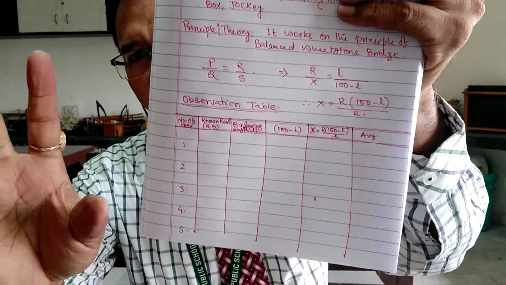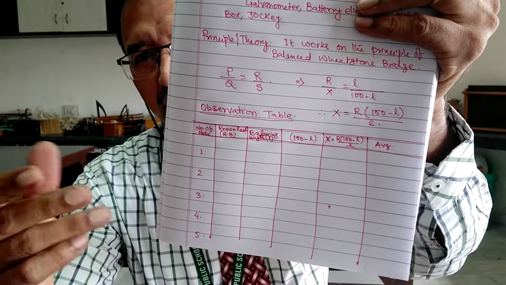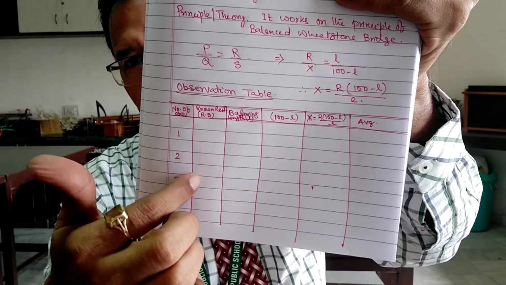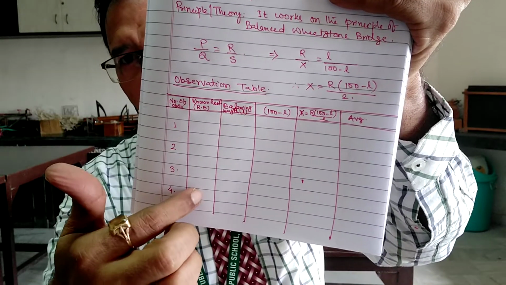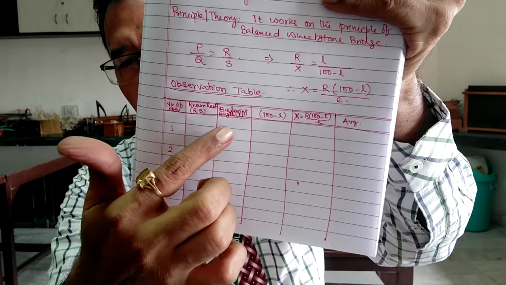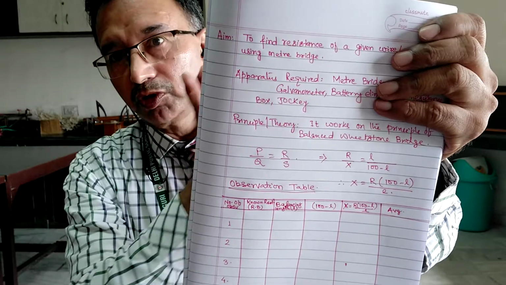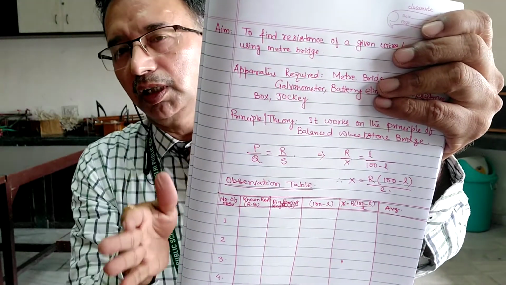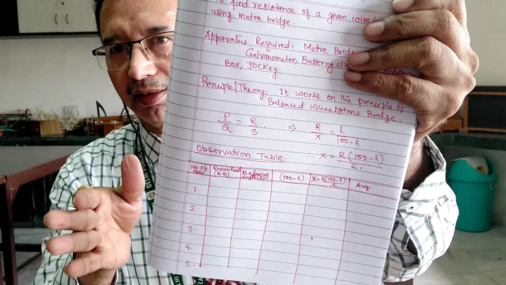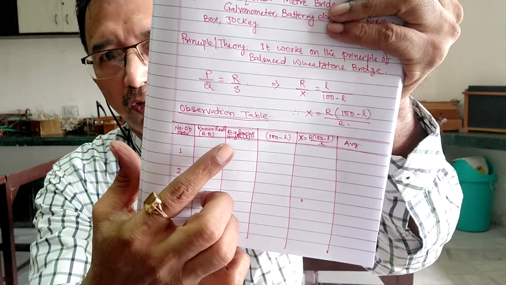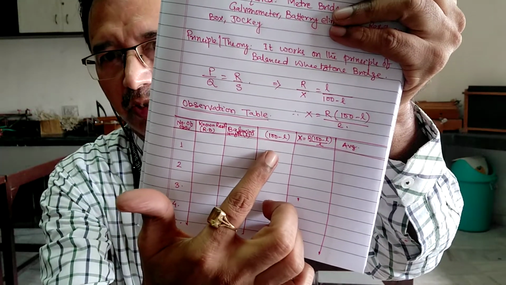So we will take out five times. Any combination you can take, the choice is yours. You will take out any 5 resistances from here. That will be the known resistance. And then we will find the balancing length. What is the balancing length? The length from the left hand 0 to the jockey is known as the balancing length L, and the rest is termed as 100 minus L. So we will note down L, and we will note down 100 minus L.